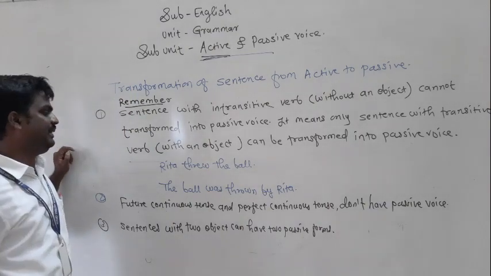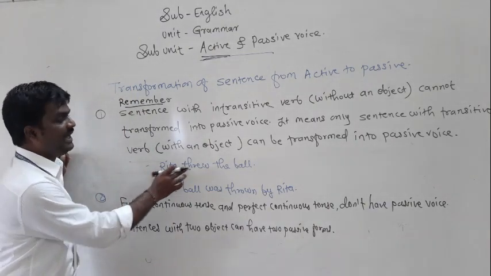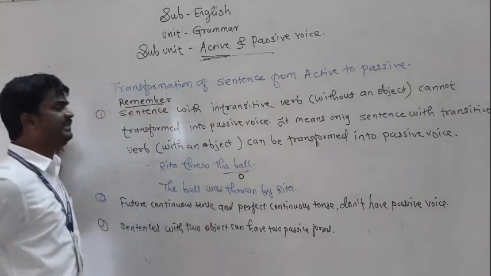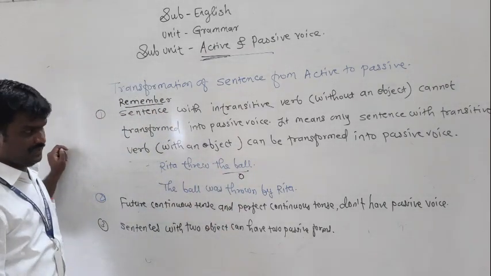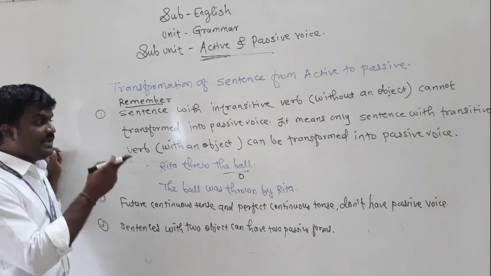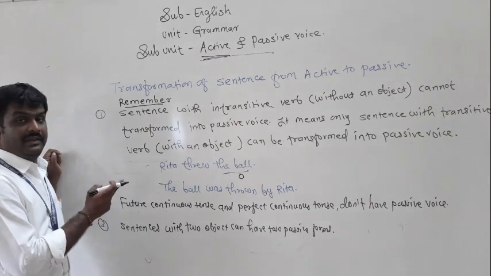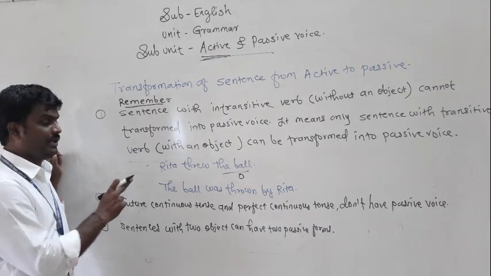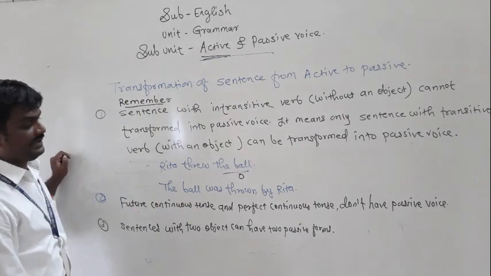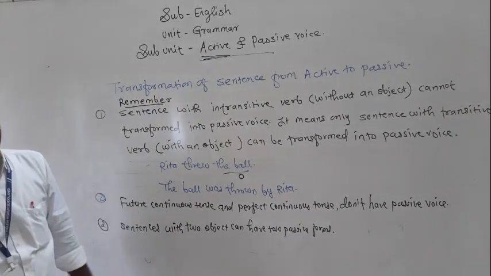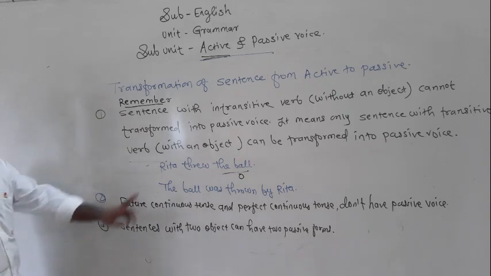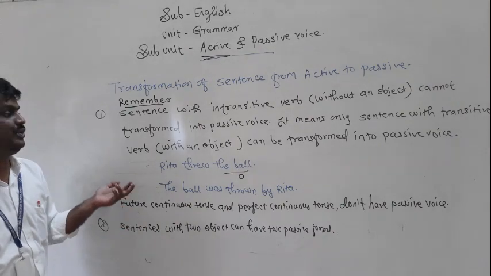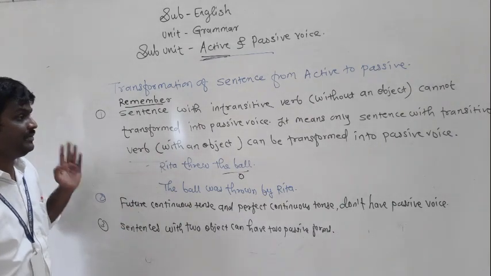I will give a further example. Here I have given one example. Rita threw the ball. Okay. Here we are getting an object, so it is a statement of a transitive verb, meaning with an object. Thus: Rita threw the ball. The ball was thrown by Rita. See here, it is a transitive verb. We can change the voice, meaning we can convert the statement to passive voice only of a transitive verb.